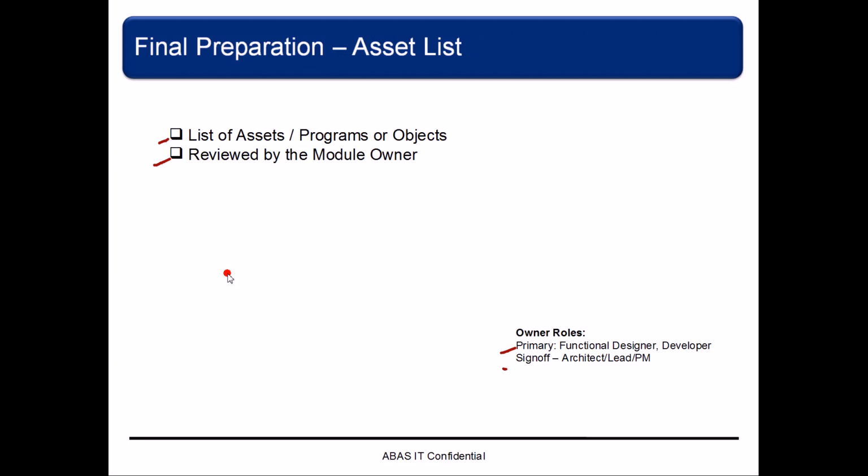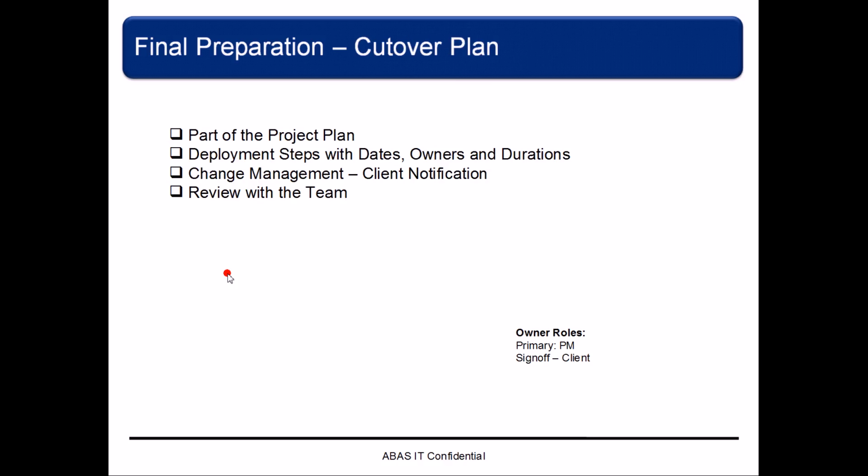Coming to the presentation, the next one is the cutover plan. This is part of the project plan. Let me first talk about the owner roles. The primary is the PM and the secondary is the client, because the cutover plan has to be reviewed with the client to make sure that they're okay with it. It will have the deployment steps: which programs are going to migrate, who is the owner, who is going to do the migration, and how long it's going to take. All those details have to be there in the cutover plan.